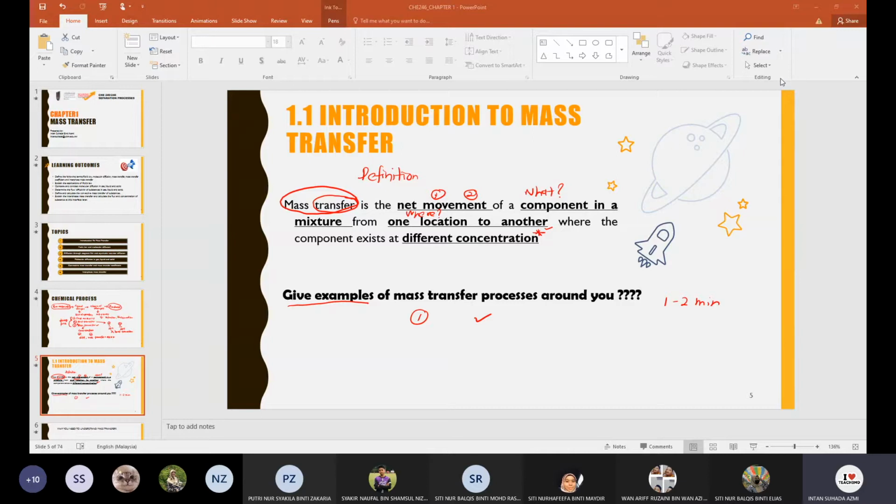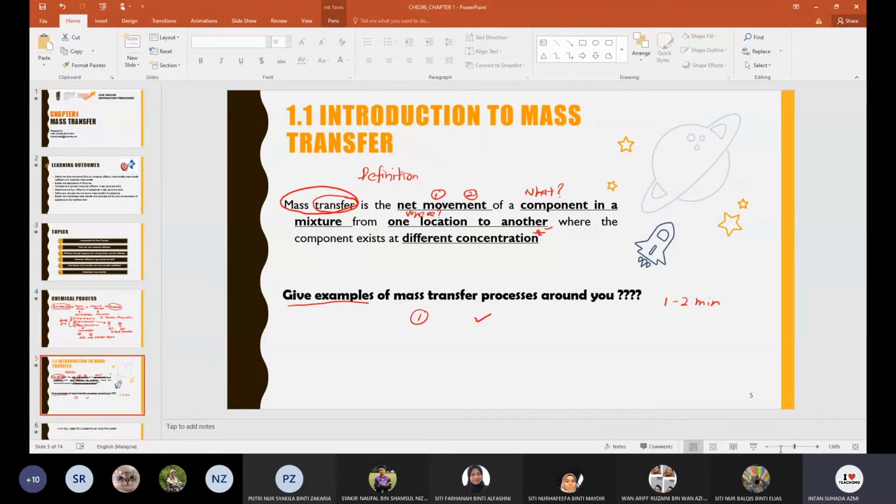Siti Farhana. Sugar in coffee. Yeah, that's right. Thank you, Farhana. Okay, last one. Wan Arif Ruzaini. Movement of water from aquarium to a bucket. Okay. When there is movement, there is heat transfer, mass transfer. Okay, thank you, Arif.